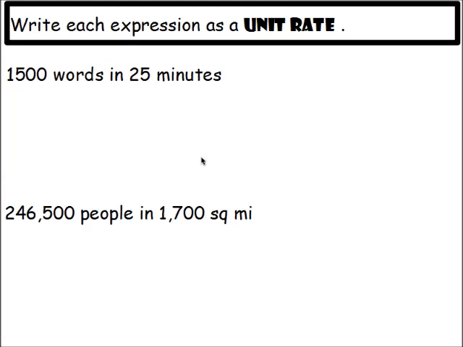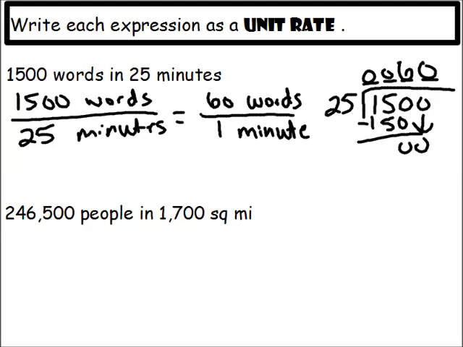Now you'll have a chance to practice some on your own. Write each of these expressions as a unit rate. First, do 1,500 words in 25 minutes. Pause the video and work that out now, and then check your answer. Okay, 1,500 words over 25 minutes. So we take 1,500, divide it by 25, and get 60. So that makes 60 words in 1 minute. Remember, a unit rate always has 1 as a denominator.